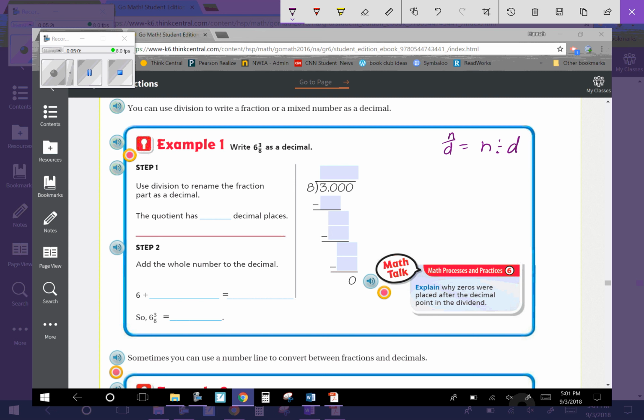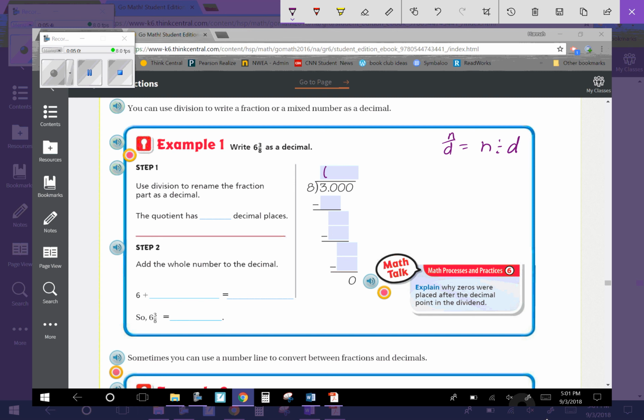Okay, numerator divided by denominator. Use division to rename the fraction part as a decimal. The quotient has 3 decimal places, which we're going to look over here. At step 1, it says go ahead and just do 3 divided by 8.